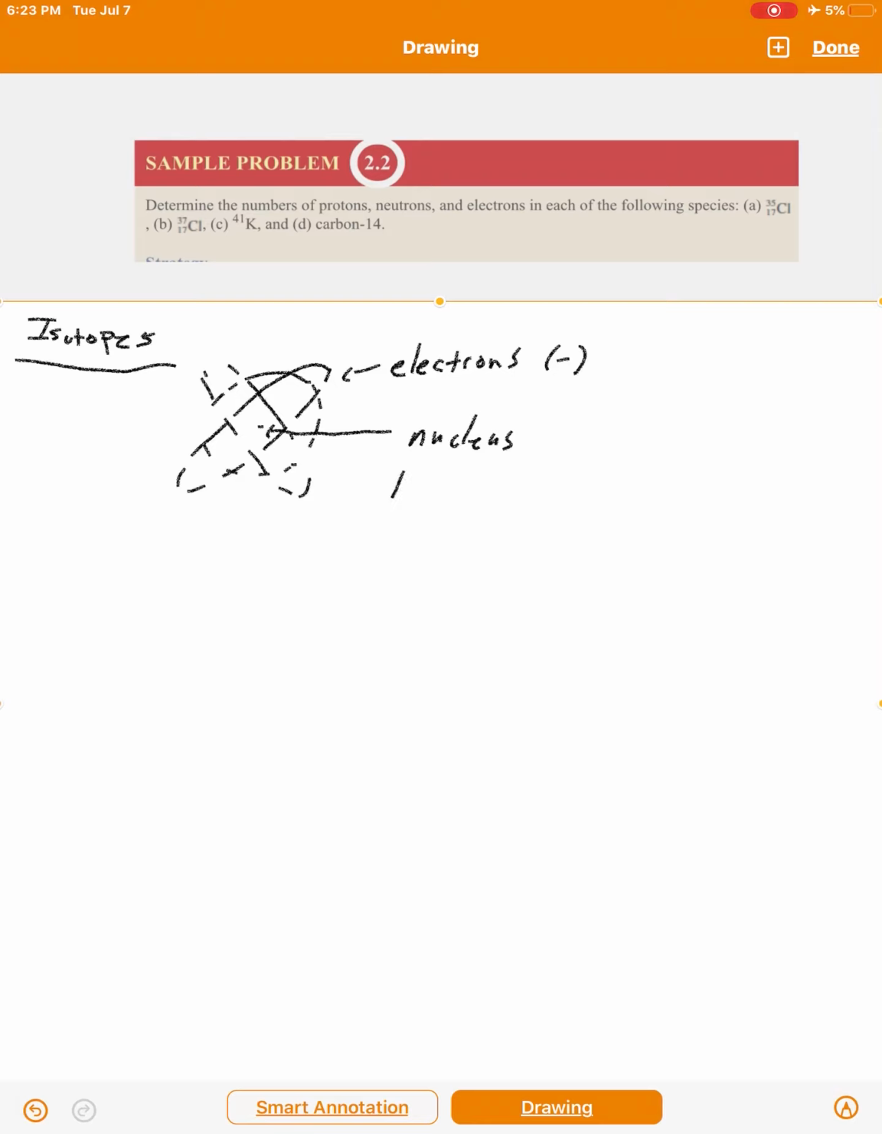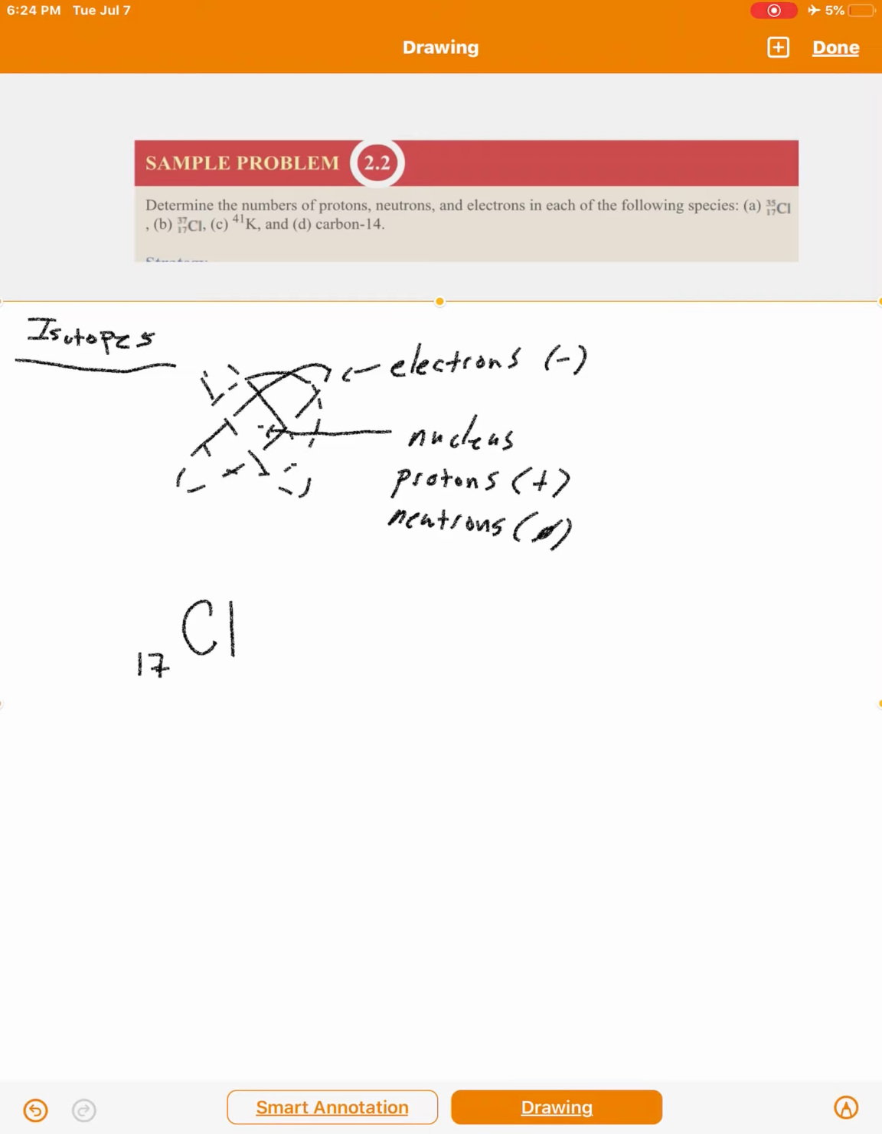And that's where the protons are. Protons are positively charged. And that's where the neutrons are. No charge at all. Okay? Those are the 3 subatomic particles that make up the atom in our universe. Now, the notation here involves the nucleus.